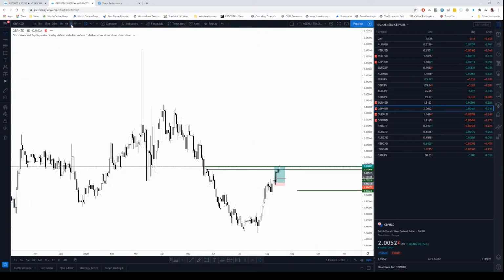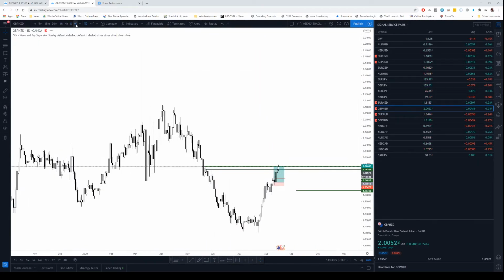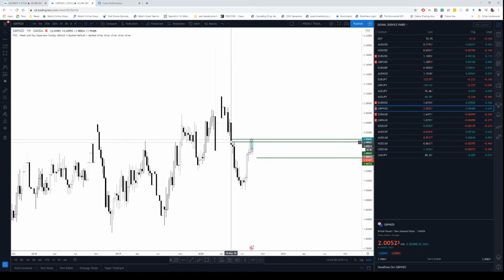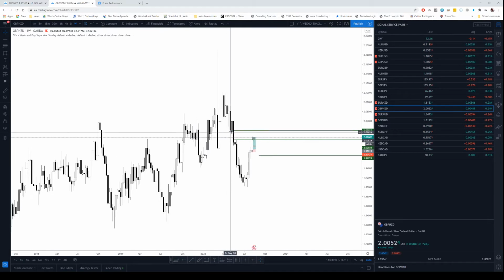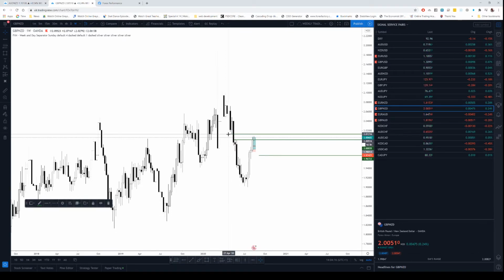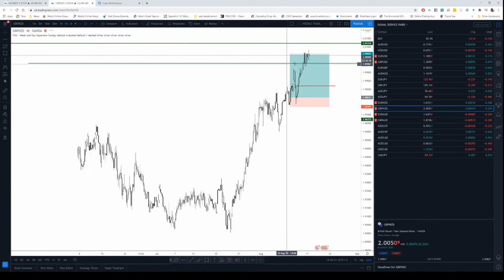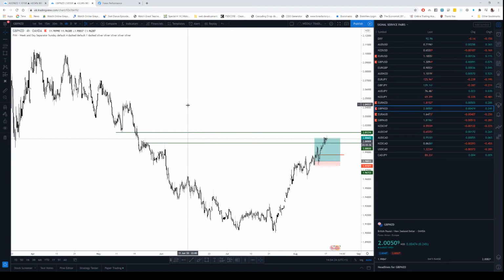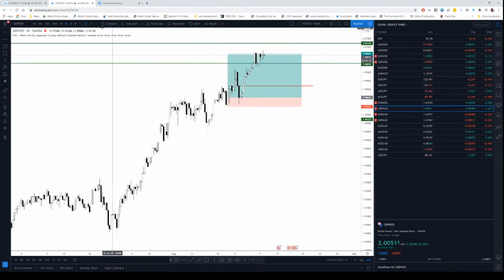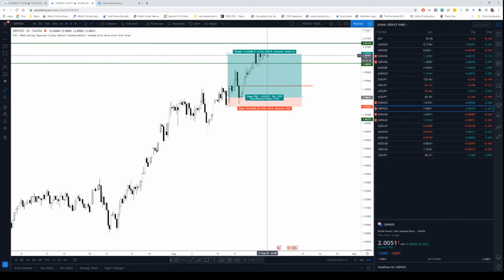So what is going to happen next? Let's have a look on the weekly. I did some analysis over the weekend, and price should come up here. That's our next upside objective. It's not far away. We are very close to it. It's about 68 pips. On this pair, that is absolutely nothing.